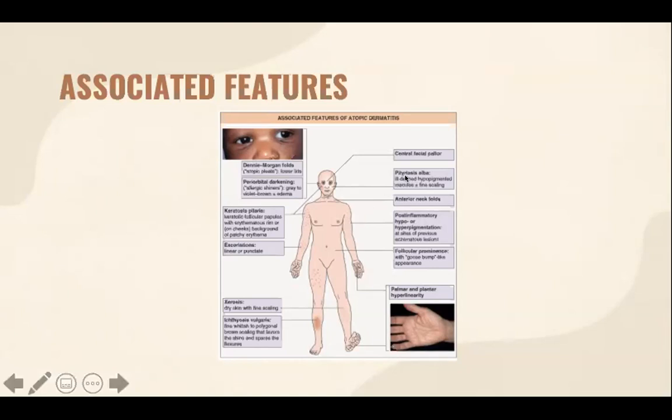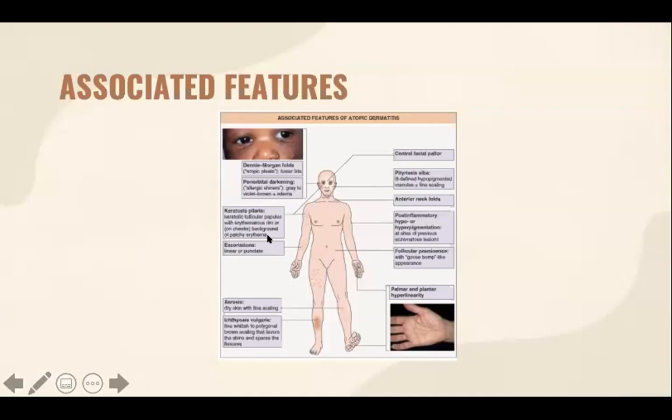Pityriasis alba is usually located on the face, especially the cheeks. However, it can appear on the upper trunk. It's most obvious in individuals with darkly pigmented skin following sun exposure, and it results from low-grade eczematous dermatitis that disturbs the transfer of melanosomes from melanocytes to keratinocytes. So what we will see is hypomelanotic, ill-defined hypopigmented macules with fine scales.